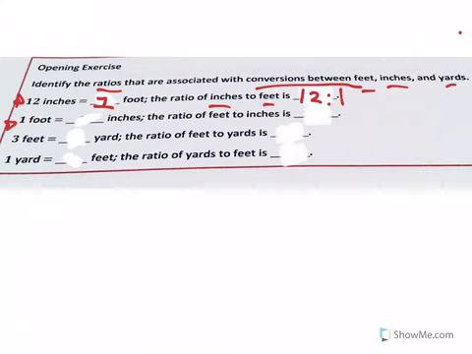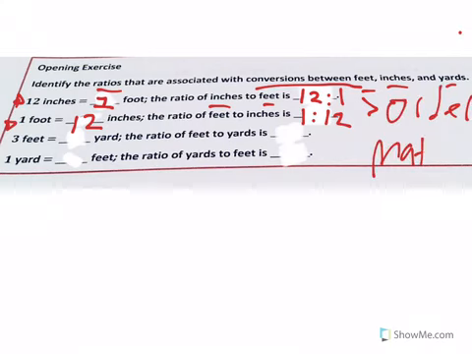Next question here. It says 1 foot equals blank inches. Well, we know that would be 12 inches. The ratio of feet to inches, 1 foot to 12 inches. So yes, 12 to 1 and 1 to 12, those both describe going back and forth between feet and inches, and that just shows you why order matters, right? Because if you say 12 to 1, you're talking 12 inches to 1 foot. If you say 1 to 12, you're talking 1 foot to 12 inches. So the order does matter.